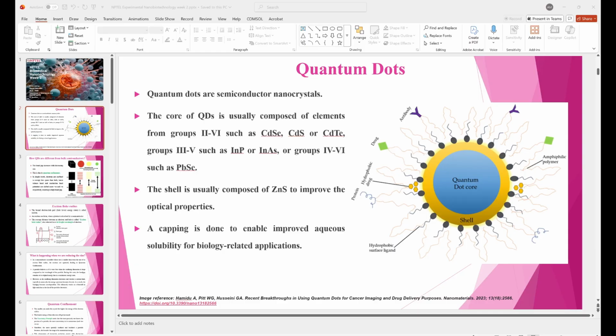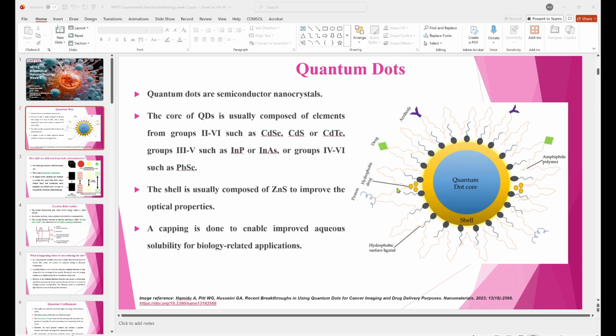So in quantum dots, you have a quantum dot core, which is basically made of heavy metals. It could be cadmium, it could be selenium, it could be tellurium, it could be made of indium. Okay. So, why do you have a shell? Here in the picture you can see that you have a quantum dot core. The core is usually the elements mentioned in this second point, and the shell is made of ZnS. So this shell actually helps in improving contrast quality.